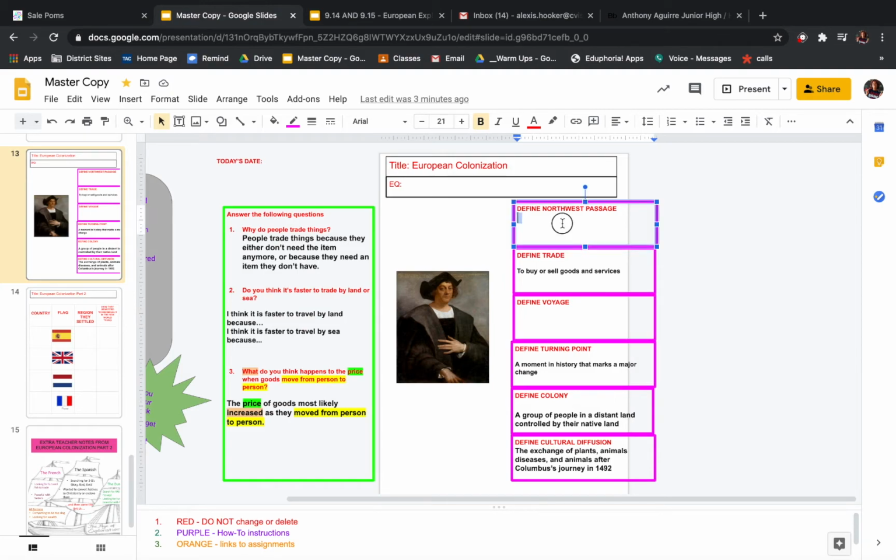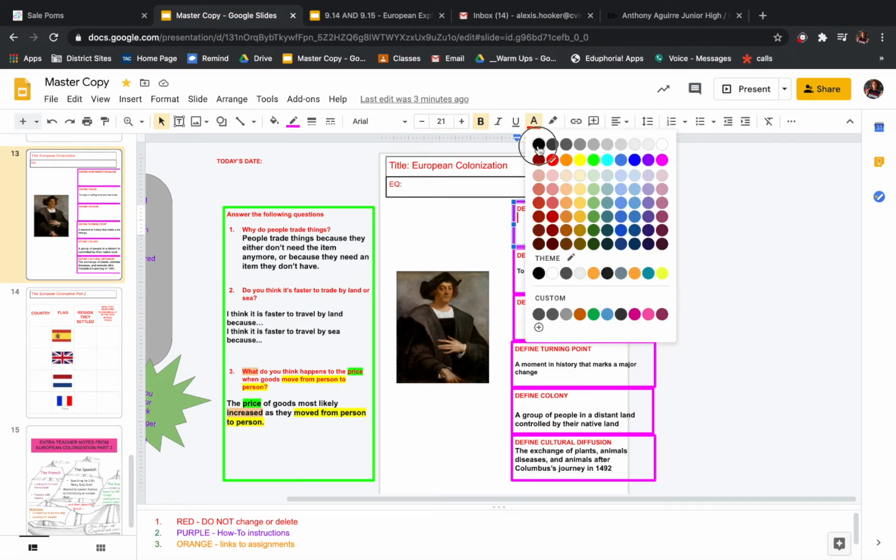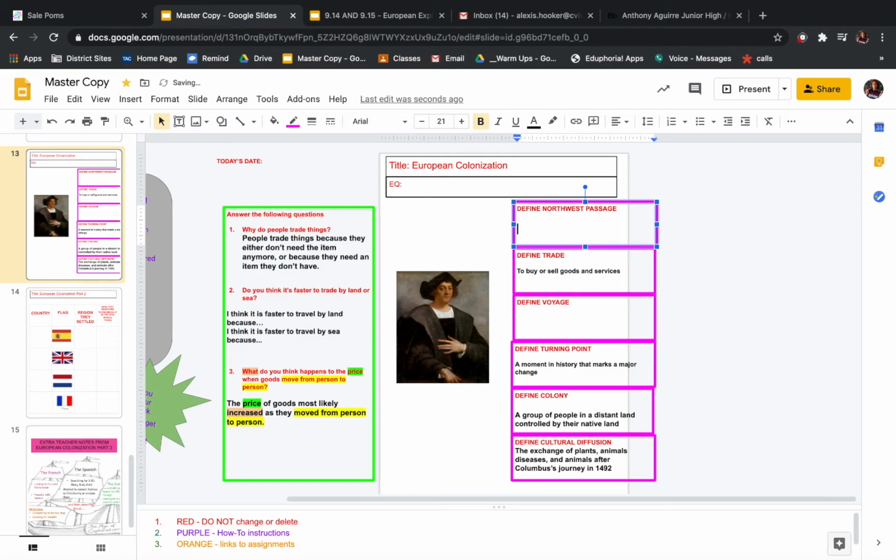So Northwest Passage: a waterway through or around North America. So let's type that in. Change my color first. So a waterway through or around North America. And I'm going to add this extra part to Asia, because it's very important that we understand. They thought they could go north and west to get to Asia. There was a pathway, a secret pathway that they can use to get to Asia faster.